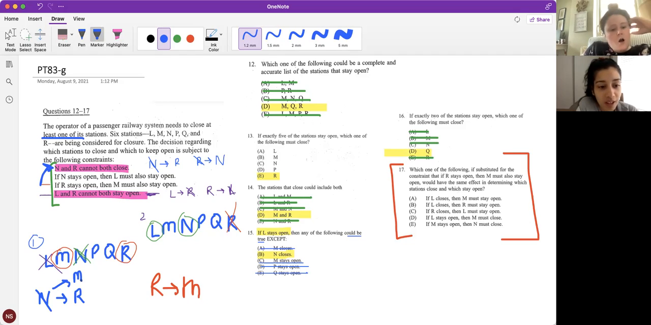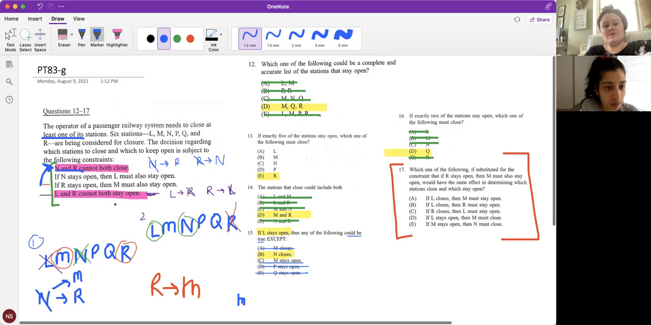Oh wait, I get what you're saying. If we don't have that, then you're saying what happens if we have M, that doesn't guarantee that we have R? Yeah, excellent. So what can we do that would be better than this? If we link them directly, oh wait, but then that's saying the same thing. Never mind. So essentially, what do we need to say? Because I'm trying to play off of this: N and R cannot both be closed.